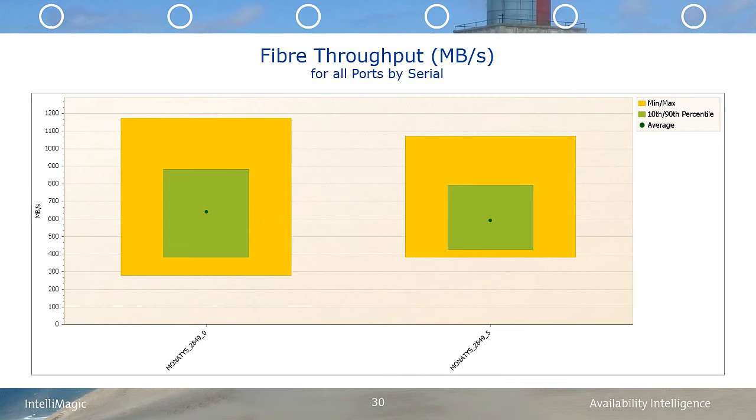This chart has one bar for each system, representing the fiber throughput in megabytes per second. In this case you can see that the bar on the left is bigger. This indicates that the system _2849_0 has a greater amount of variance. Let's drill down on the system and just see how well the workload is distributed across the ports.